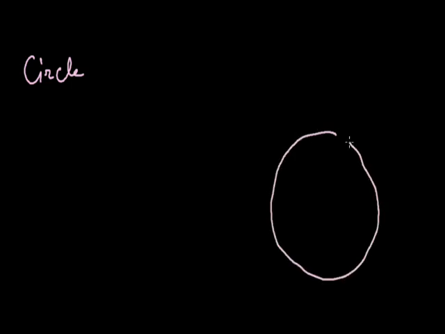Today we will study how to calculate the perimeter or circumference and the area of a circle. This is a circle whose center is O and the radius is R units.